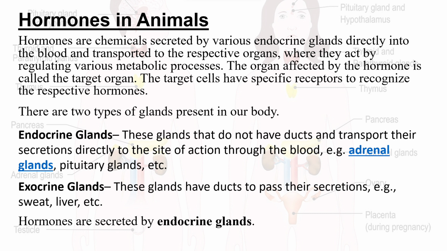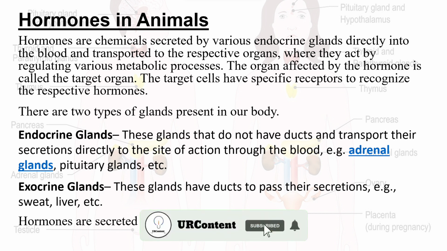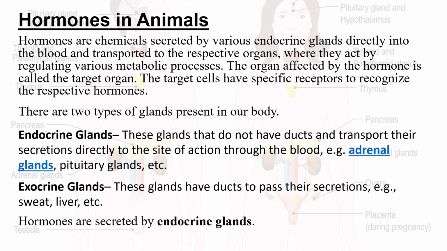There are two types of glands present in our body. One, endocrine glands: these glands do not have ducts and transport their secretions directly to the site of action through the blood, e.g. adrenal glands, pituitary glands, etc. Two, exocrine glands: these glands have ducts to pass their secretions, for example, sweat glands, liver, etc. Hormones are secreted by endocrine glands.